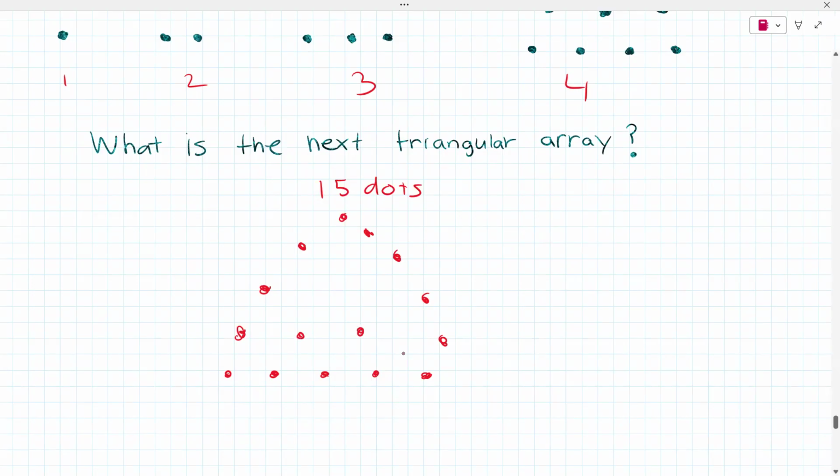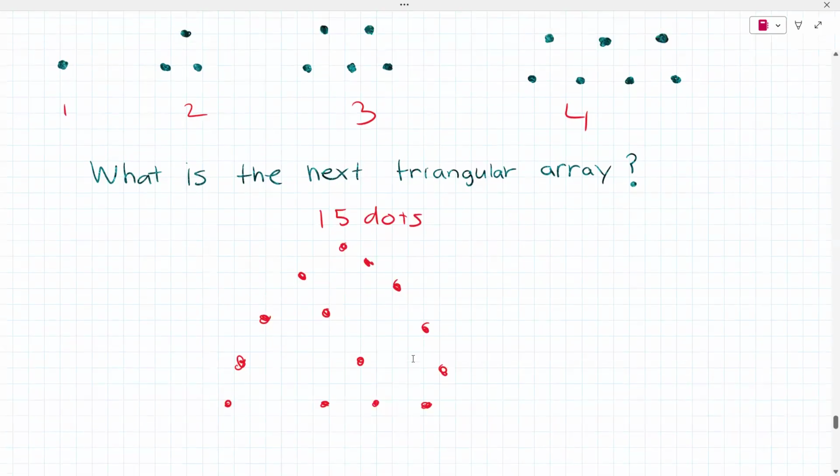3. Well, whatever. You just have to have 15 dots. 1, 2, 3, 4, 5, 6, 7, 8, 9, 10, 11, 12, 13, 14, 15. I have too much. Okay, so you should have 15 dots here.